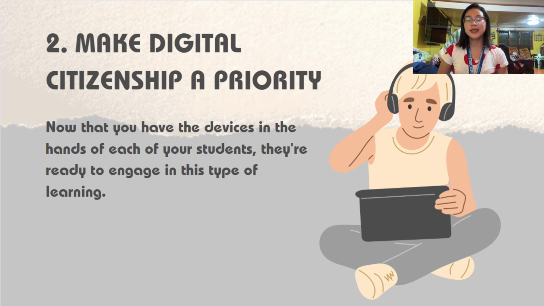The number 2 tip is make digital citizenship a priority. Now that you have the devices in the hands of each of your students, they are ready to engage in this type of learning. So this is your chance to teach one of the most essential skills needed in the 21st century classroom: responsible use of technology, also known as digital citizenship. Students cannot automatically navigate the internet safely, communicate effectively and respectfully, and handle other digital dilemmas. These are all skills that have to be taught.